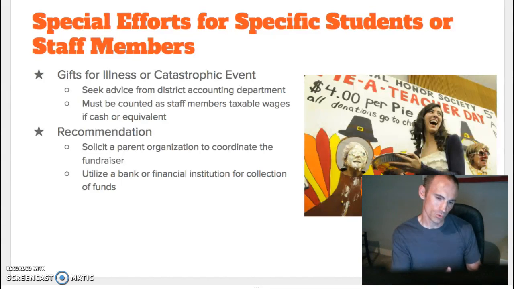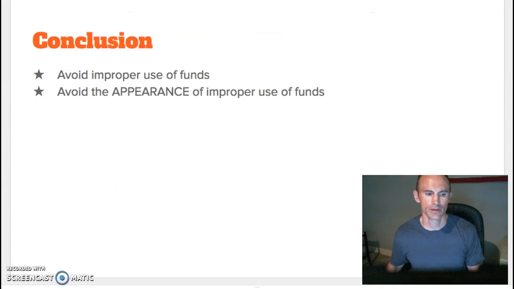If the school can keep itself out of the fundraising efforts and financial aspect of the fundraiser, that's probably a better approach, just to avoid any chance of impropriety when dealing with these types of situations. All right, in conclusion, it's important that you avoid improper use of funds, obviously, and that you work to avoid the appearance of improper use of funds. And that concludes Module 11. Thank you.